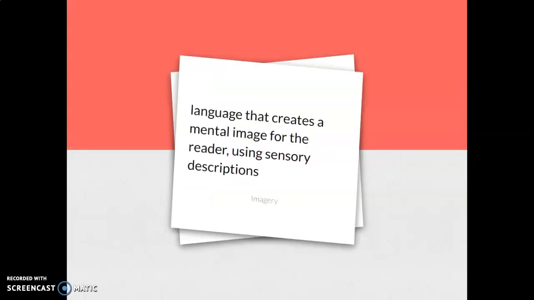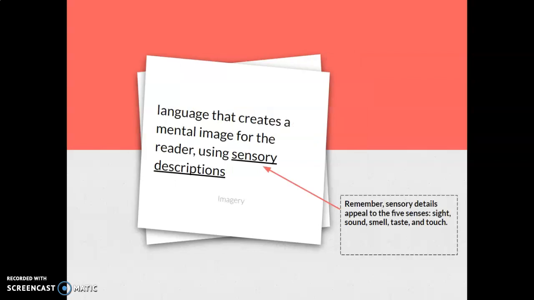Imagery is language that creates a mental image for the reader, and they do this using sensory descriptions. Sensory details appeal to the five senses: sight, sound, smell, taste, and touch. So the language that's used is going to appeal to one, two, or all five of those senses, so that if you were to close your eyes, you can create a picture of whatever it is that is being described.